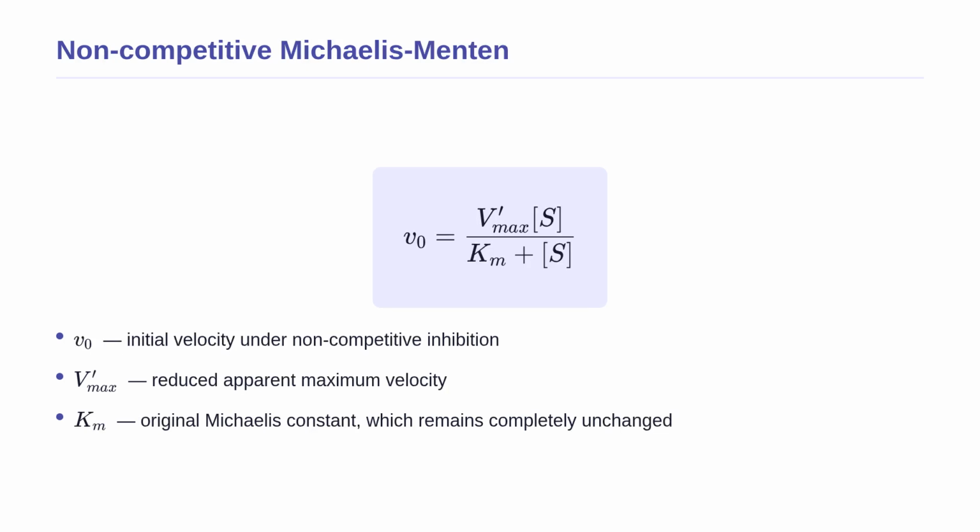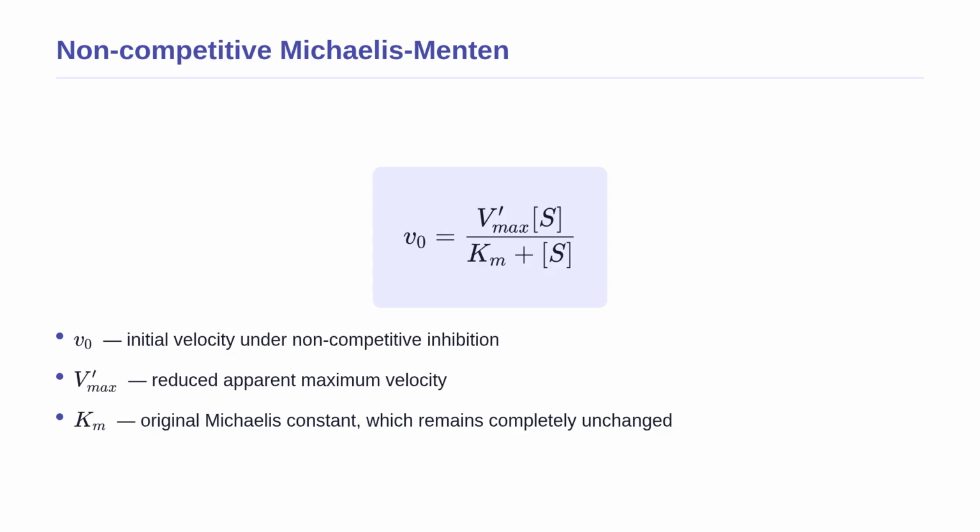Now, we substitute this new apparent maximum velocity into the Michaelis-Menten equation. This will show us how the overall reaction speed behaves under non-competitive inhibition. Here, V0 represents the initial velocity of the reaction. V prime max is the reduced apparent maximum velocity we just calculated. S, in brackets, represents the concentration of the substrate. Finally, Km is the original Michaelis constant.